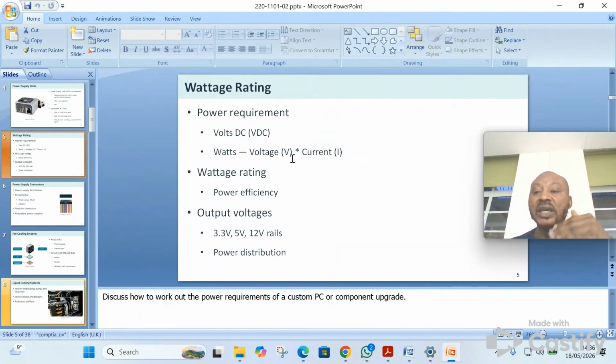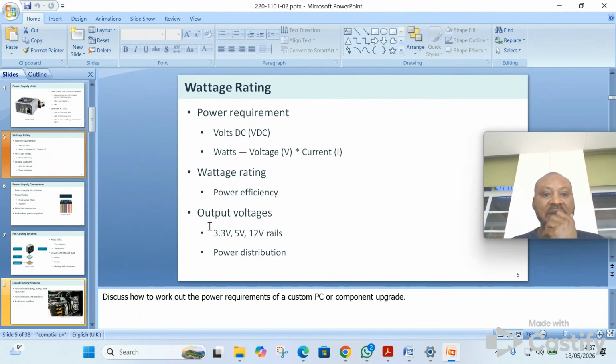Voltage is what goes inside the computer itself, to the components. The current is what comes in, which is the input. The power supply receives current, which is AC, alternating current. That current goes to the power supply and is converted by the power supply to voltage, which all the components use, right?